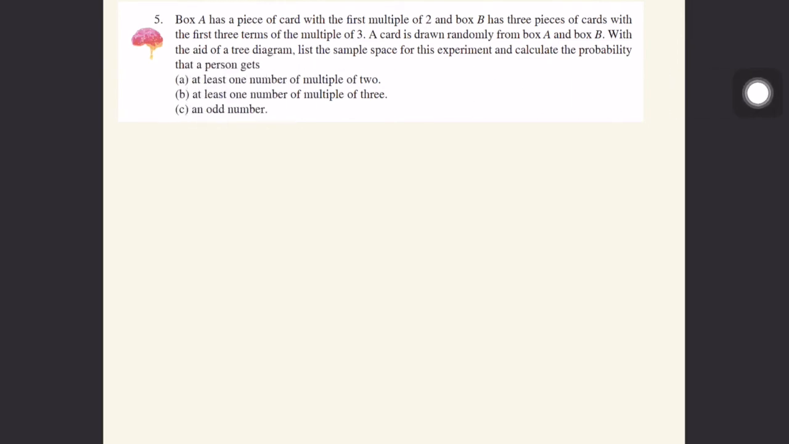Okay, first kita kena lukis dulu dia punya sample space. So kita ada 2 kotak kan. So kita ada 2 kotak, 2 box, box A and box B. Okay, I write it as A and B.